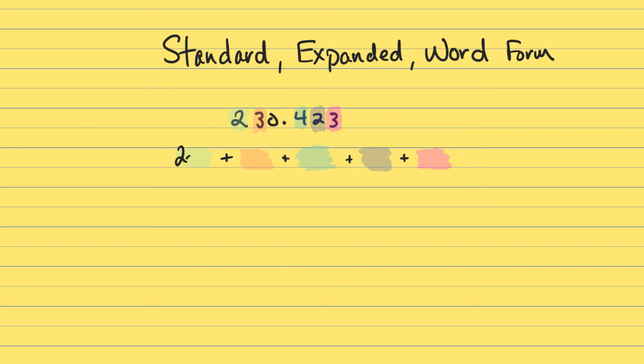And now that you've unpaused, let's check your answer. So here you should have 200 because that 2 up above is in the hundreds place. Here you should have 30 because that 3 up above is in the tens place, so it's worth 30. Here we skipped this because there are none of them, so there's nothing to write down here. So that's why we skipped this part right here. So next we would have 4 tenths. Next we would have 2 hundredths and 3 thousandths.